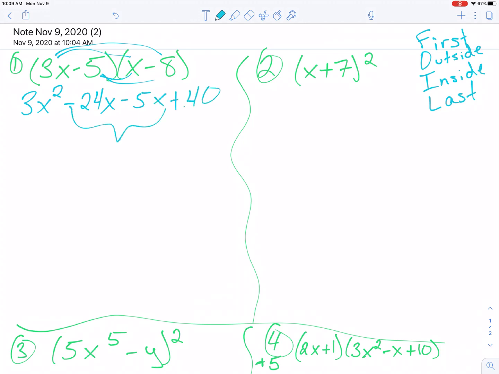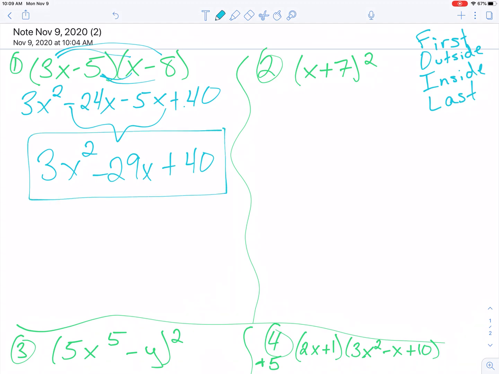Then from here, what we're going to do is combine like terms. And that's my answer. Okay, so it's just really fancy distributive property. You might remember it being called FOIL.